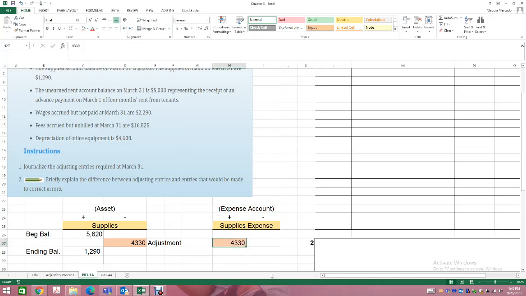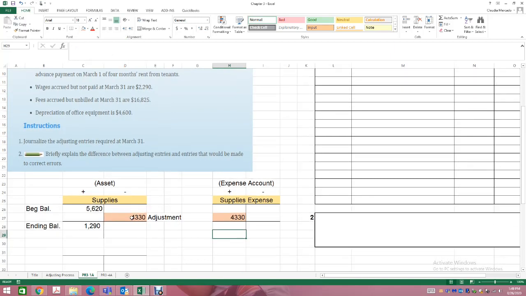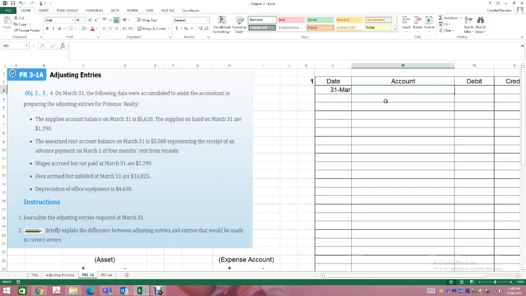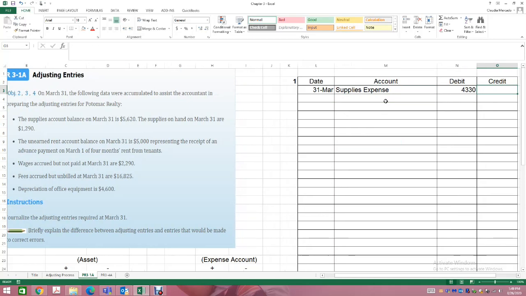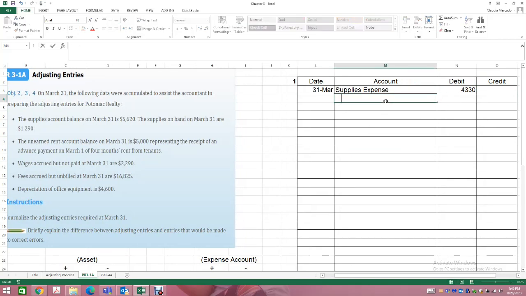So then your adjustment is going to be a debit to supplies expense and a credit to supplies. Expense accounts are debited all the time, $4,330, and then your supplies asset account decreased. You have less supplies now. And the description is going to be supplies used, and we got that by getting the 5620 minus the 1290. So that's the first adjustment that we have.